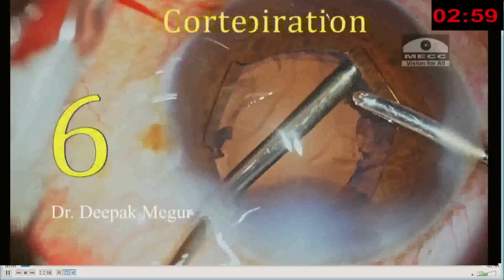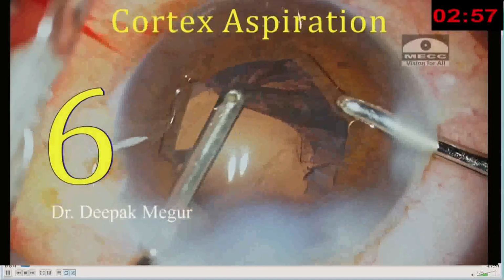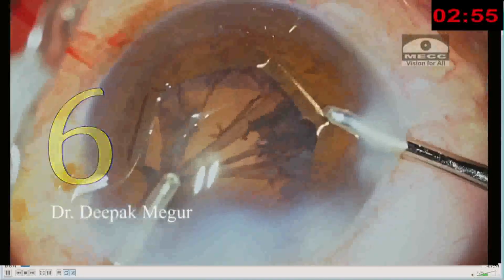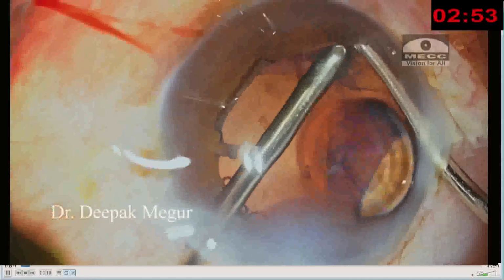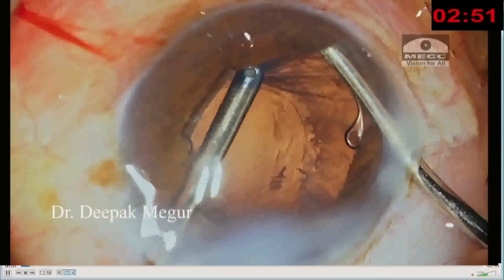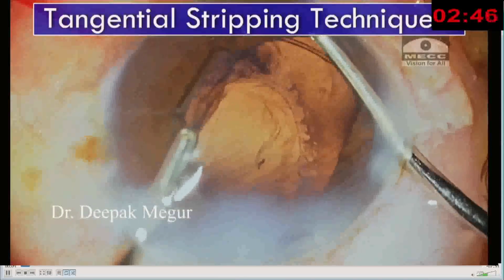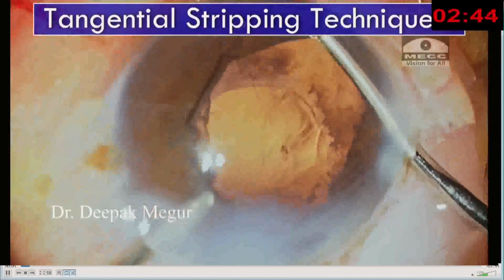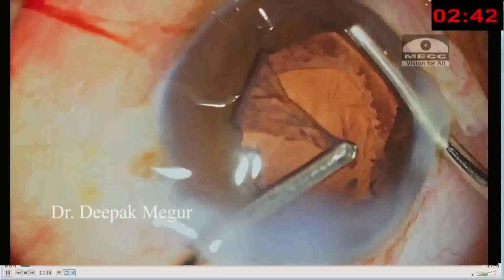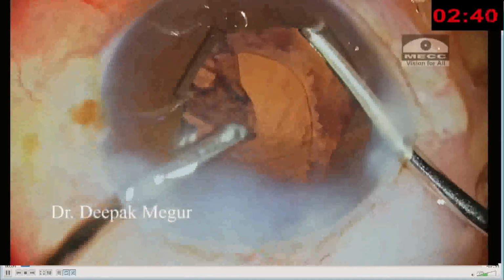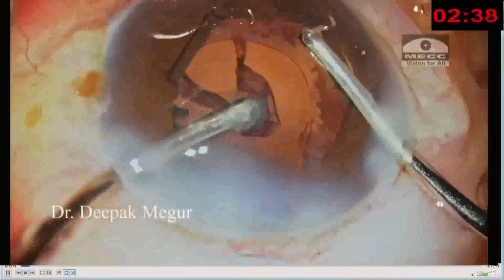Cortex aspiration is challenging in such eyes with weak zonules. In fact, the cortex will be sticking onto the capsule quite strongly and it doesn't come off very easily. So careful cortex aspiration using the tangential stripping technique along with viscodissection is very helpful. Being slow and patient gives us great dividends in such eyes.